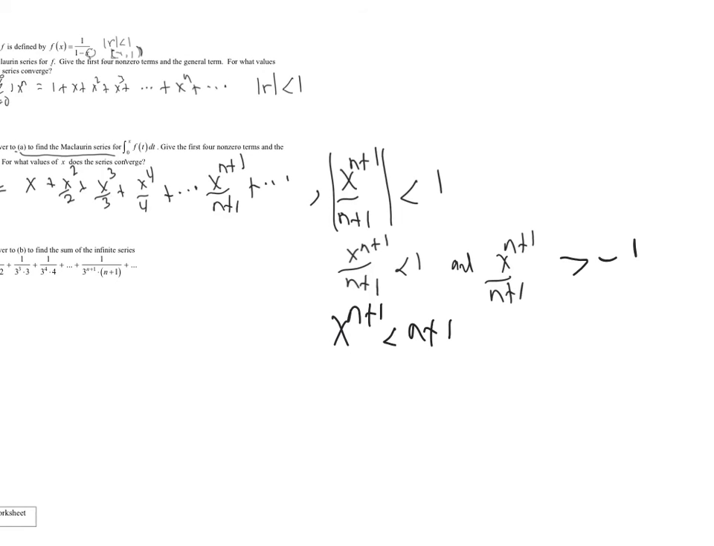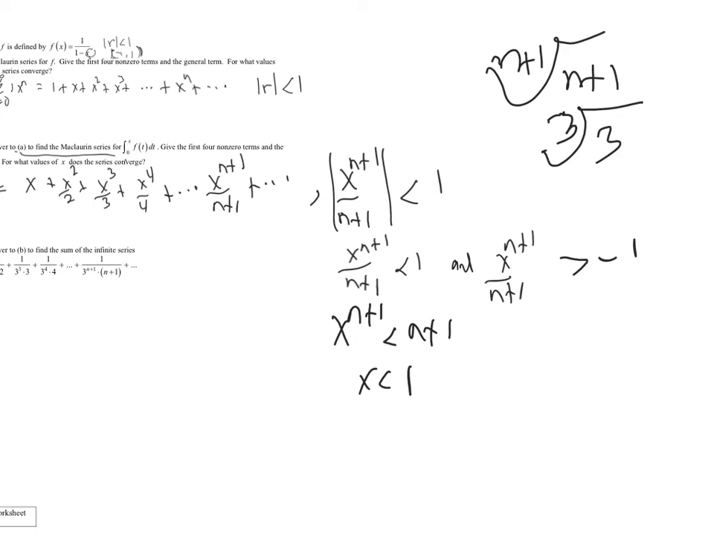Take the n plus 1 root of both sides. That gives me x is less than 1, because the n plus 1 root of n plus 1 is the same thing as saying the third root of 3. Oh, wait, it's not the same. Well, it did cancel out over here. I'm going to call their bluff.